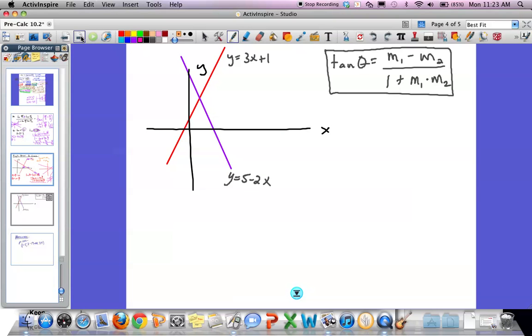So here I have two lines. The red one is y equals 3x plus 1, and the purple one is y equals 5 minus 2x.